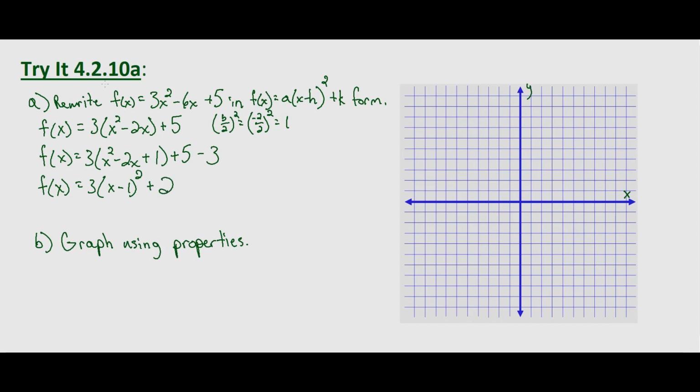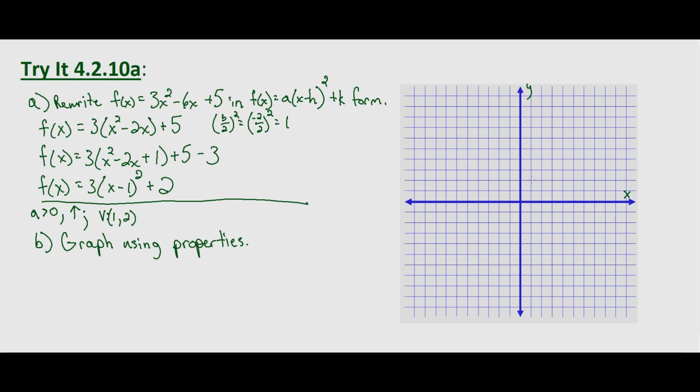Now, what does that tell us? Well, what that tells us is several things. First off, we'll graph using its properties. We're going to go ahead and use this space down here to start that. So a equals 3. That means that since a is greater than 0, it opens up. And when x equals 1, that's the axis of symmetry. We know that y equals 2. In other words, our vertex is at 1, 2.